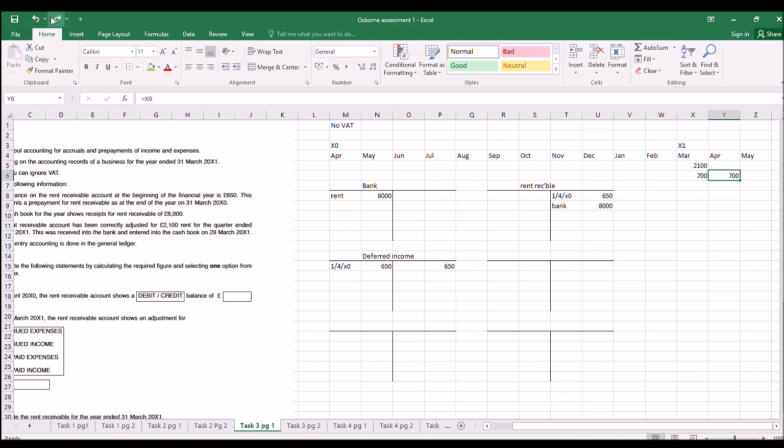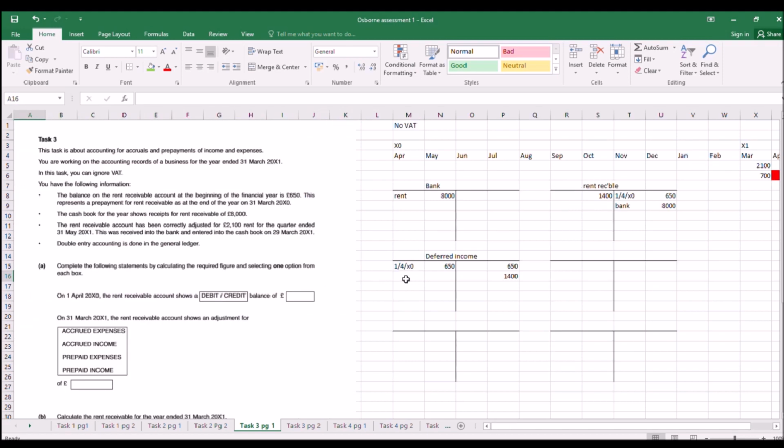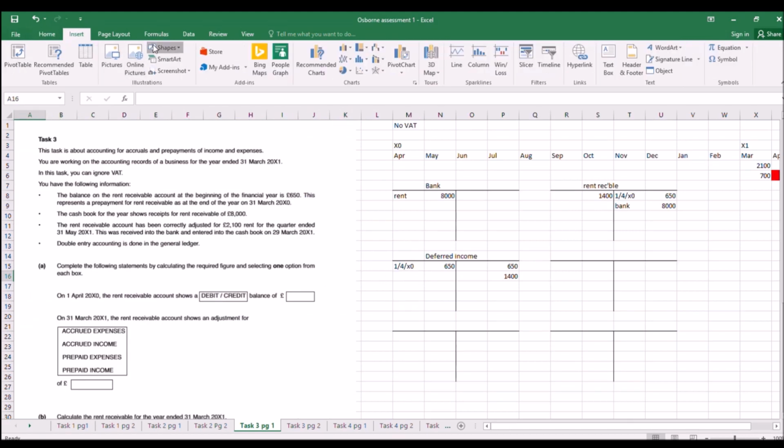Somewhere along the lines we decided to wipe out our figures, so let's just put those back in there. Credit the deferred income 140 and debit the rent receivable 140. Okay. So it will be credit, and it will be 650.